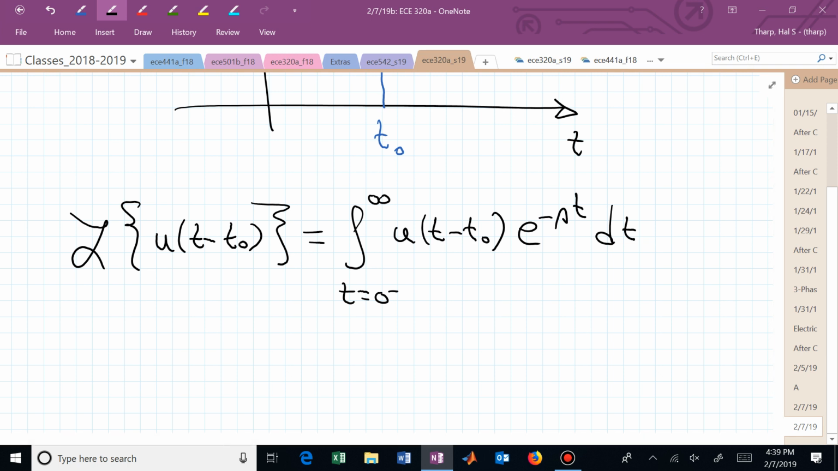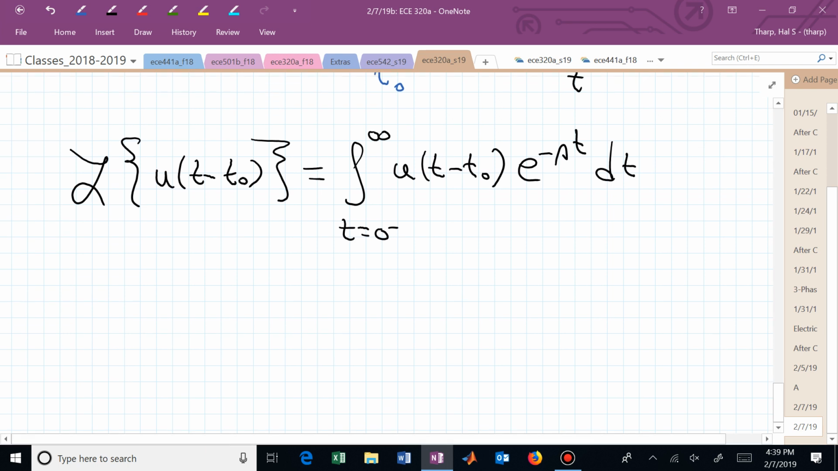And you're going, oh, this makes my head hurt. I don't know what to do with that weird argument in the integral. If it was just u of tau, I'd be good, because I know that that starts at tau equal to 0 and it's 1 thereafter. Well, then let's just do that. Let's just make our life a little easier.